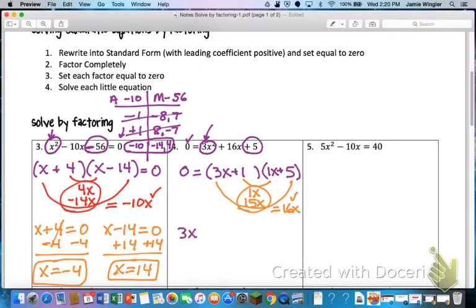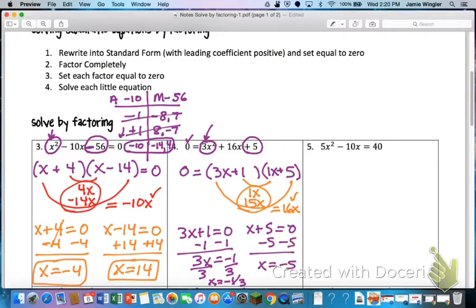So we're going to set the first factor equal to 0 and the second factor equal to 0. Remember, when you have 1x, that's the same thing as just writing x. So now we subtract 1 from both sides. So we get 3x equals -1, and we divide by 3. So we're going to get x equals -1/3. And then over here, we're going to subtract 5 and get x equals -5. You have two answers because your x is squared in this problem. Whenever x is squared, you're always going to get two answers.